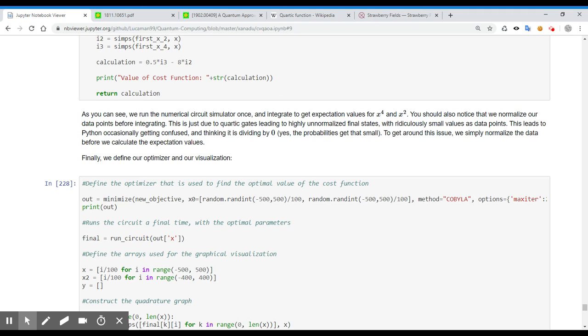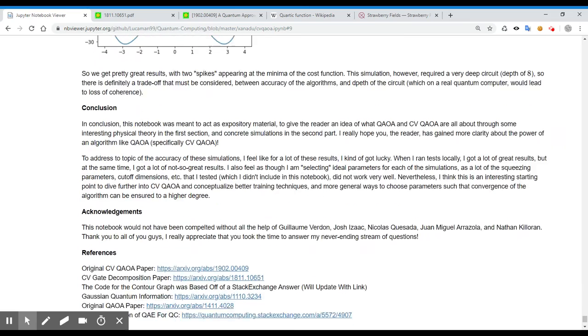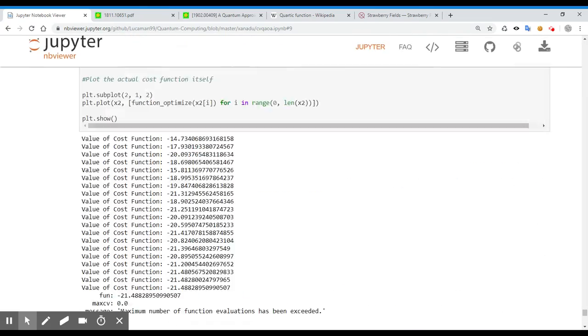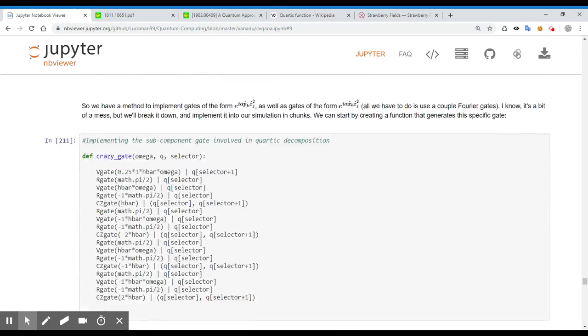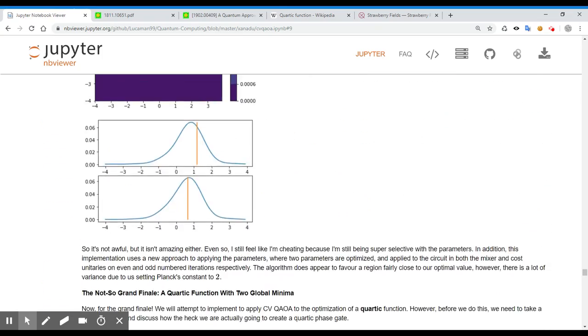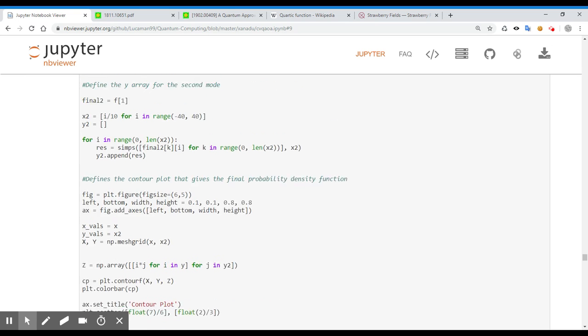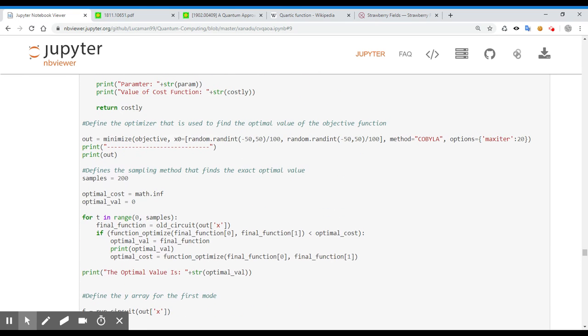You should also notice that we normalize our data points if we're integrating. Yeah, but really, the one thing that I take out of this video is the control Z thing. I like it. The fact that I'm still missing is sort of the intuition, a better picture intuitively of how to build those. It maybe doesn't make any sense.